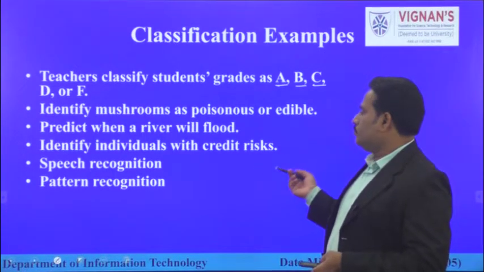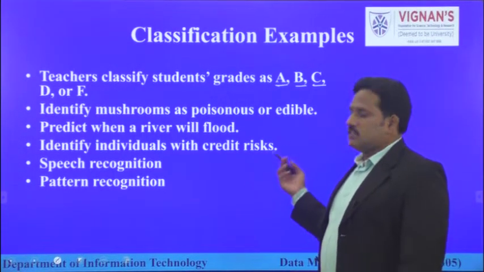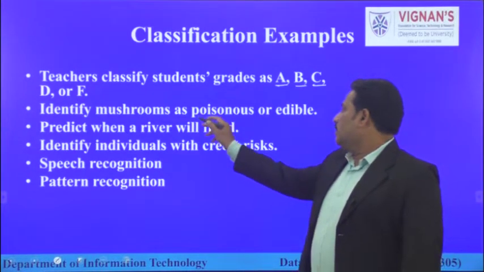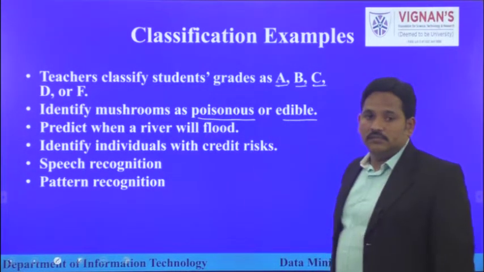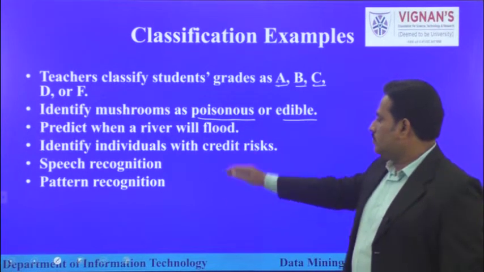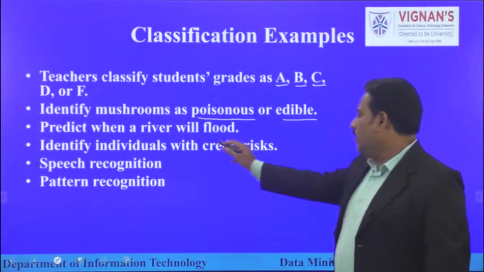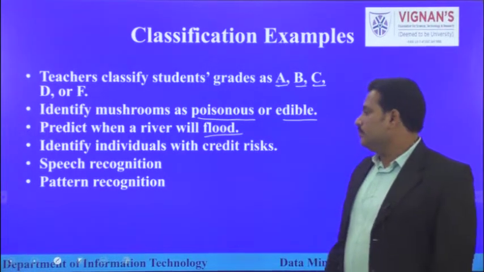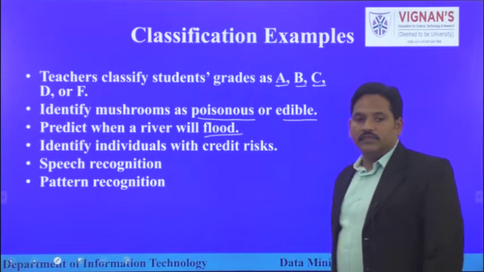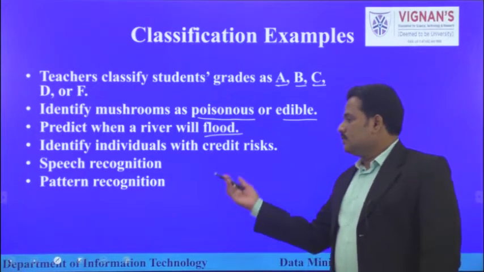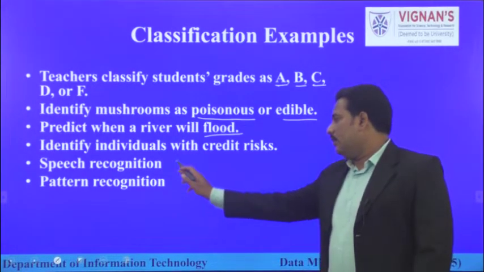And to identify the status of a mushroom, whether it is poisonous or edible, we can use classification. Prediction, for example, of whether a river will fill and lead to a flood or not. Identifying individuals with credit risk, speech recognition and pattern recognition.